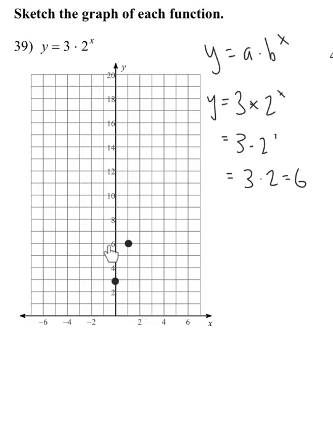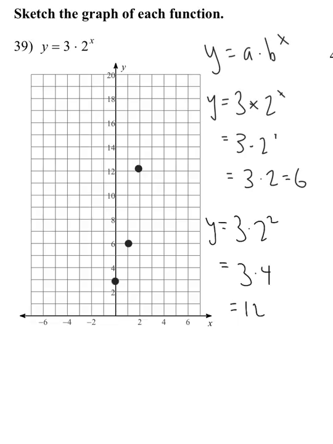it's going to be 12 because you're going to multiply the 6 by 2 to make 12. So I can plug it in if I wanted to test it. Plug 2 in. y equals 3 times 2 to the second power. Well, 3 times 2 to the second is 3 times 4. So yes, it would equal 12. So it crosses right there.